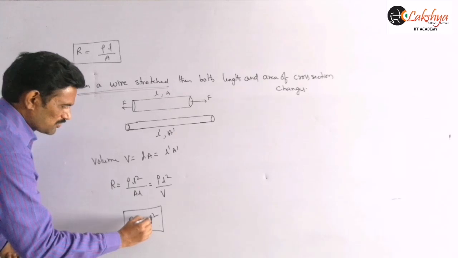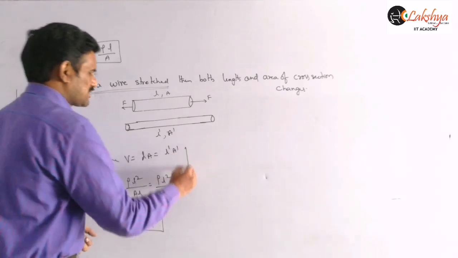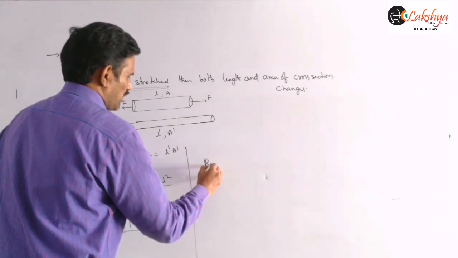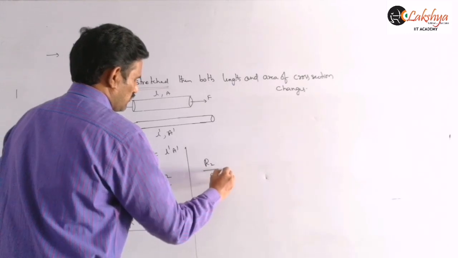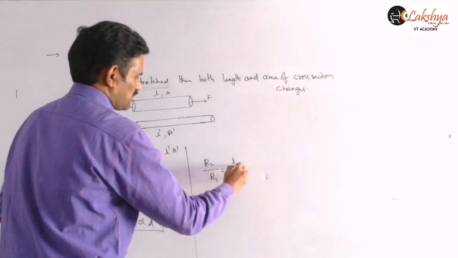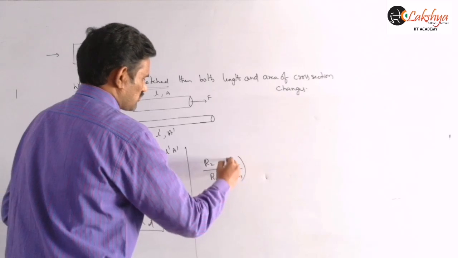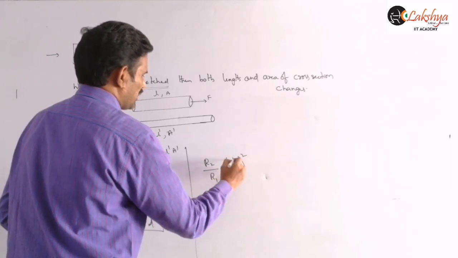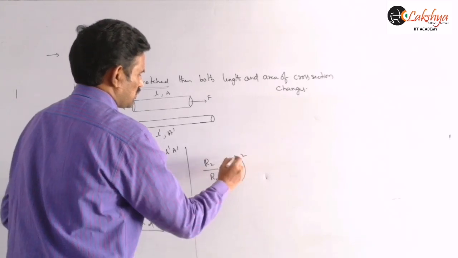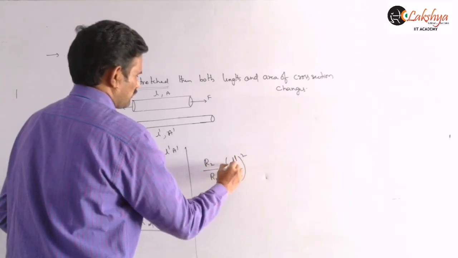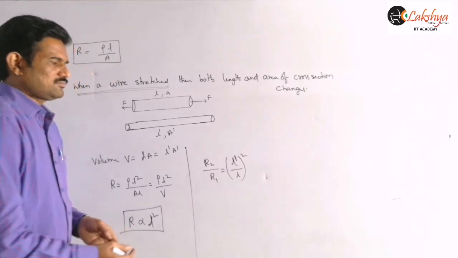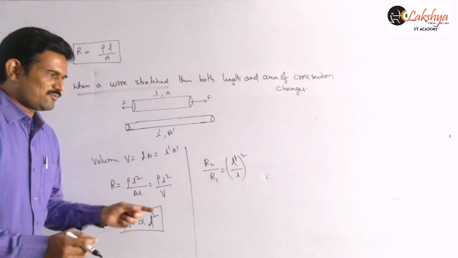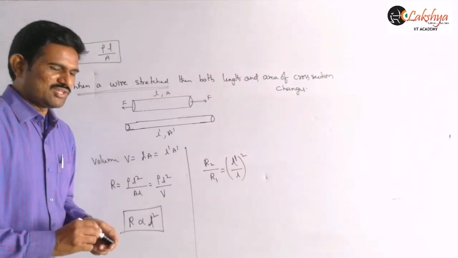R is directly proportional to L. So that means we can write R2 by R1 is equal to L2 by L1 whole square, or the L by L dash ratio, because we are taking this as L and L dash. So that ratio we can take directly, and from this we can calculate the R2 value if the initial length and final length are given.